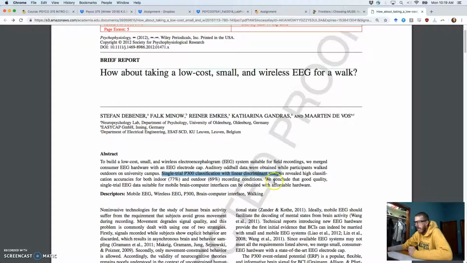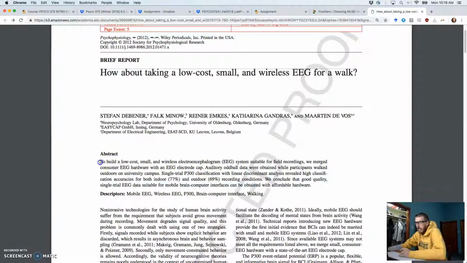We'll go through that. And then the last sentence is that they conclude that good quality single trial EEG data can be obtained with this affordable setup. Okay, so that's the abstract. We could even read these descriptors. Usually after the abstract, we know a lot about a paper. We know what they hope to find, why they did the experiment, how they did the experiment, what they found, and then some discussion of the results.